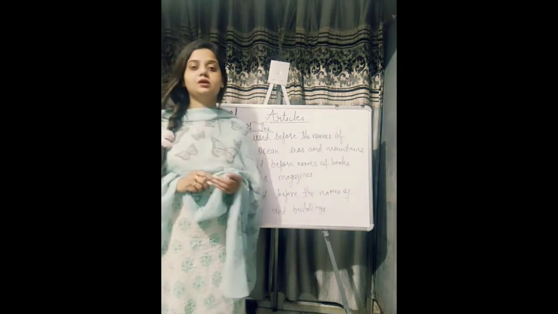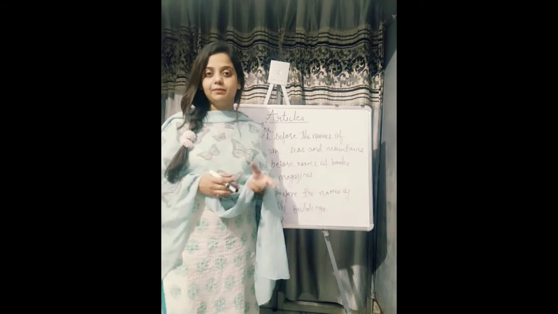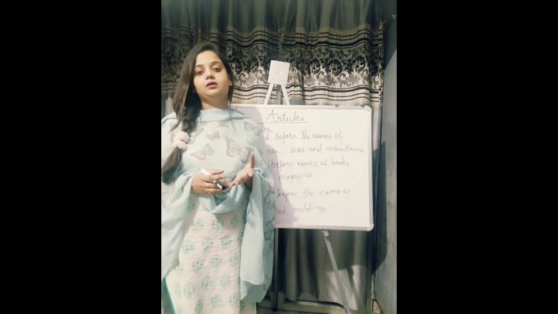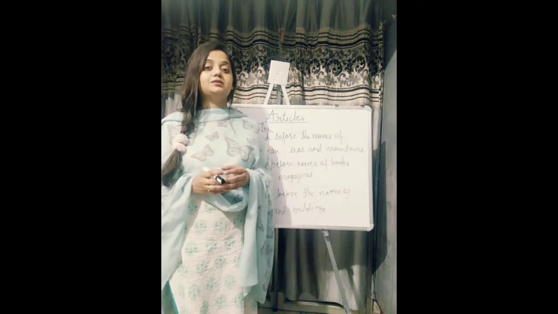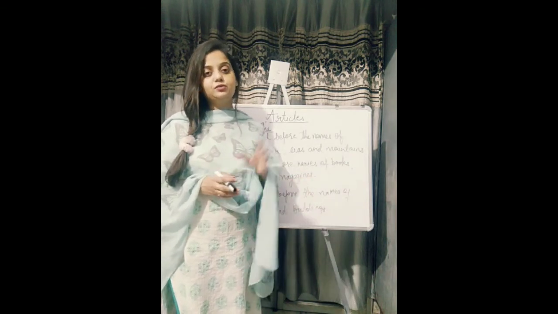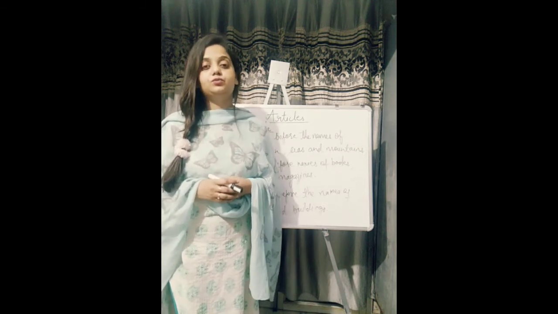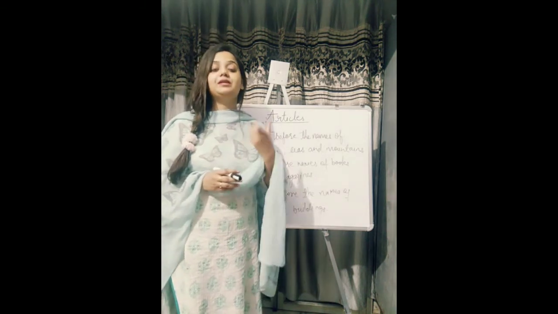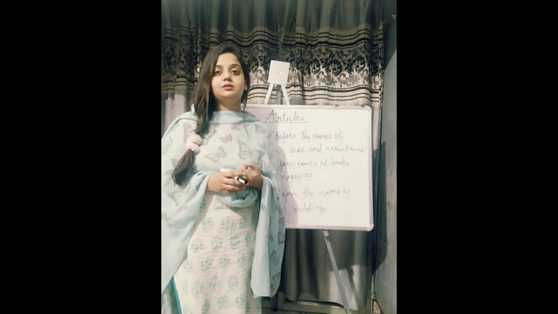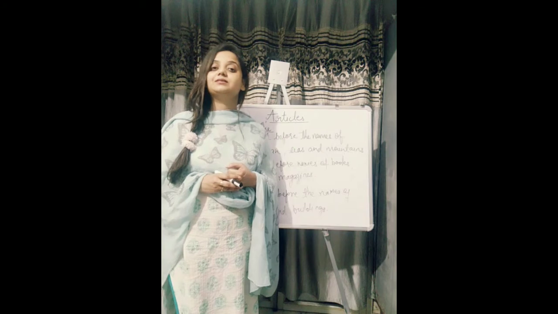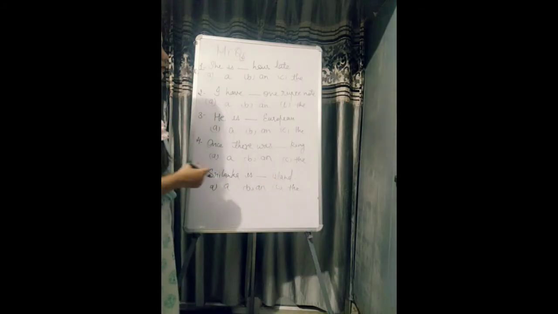Also, children, we can use "the" before a country's name which includes the words republic, states, democratic. For example, the United States of America, the Republic of Zambia. Like this, we can use "the" before the country's names also. And also we can use "the" before the superlative degree. For example, Raj is the tallest boy in his class, right? So tallest is the superlative degree.